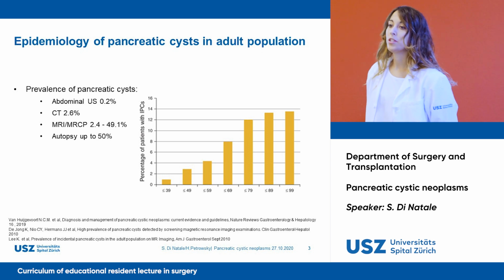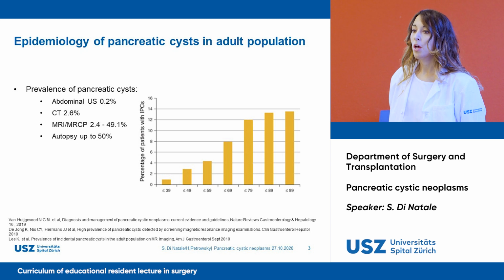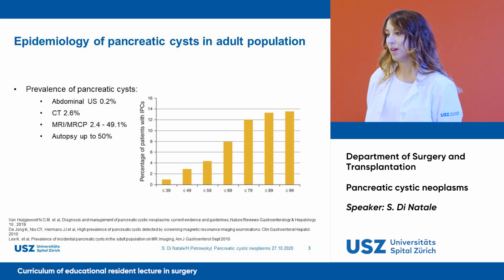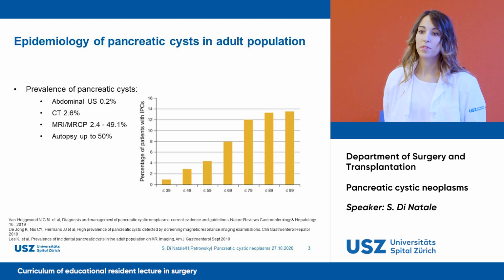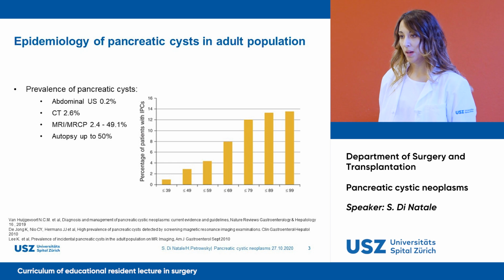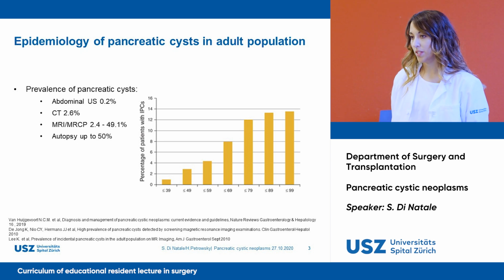A study published in 2010 in the American Journal of Gastroenterology retrospectively investigated the prevalence of incidental pancreatic cysts in a population of 616 patients who underwent MRI for no pancreas-related symptoms. As shown on the image, they found an increasing incidence with higher age. The total prevalence in this study was 13.5%.